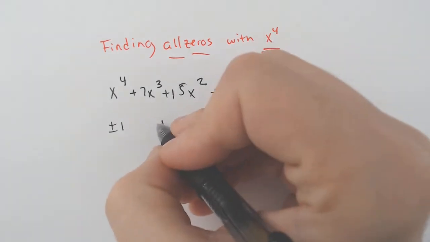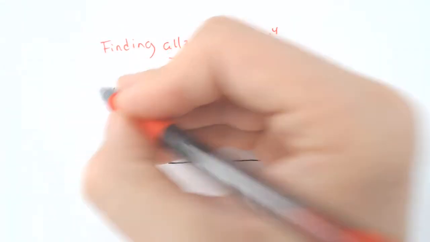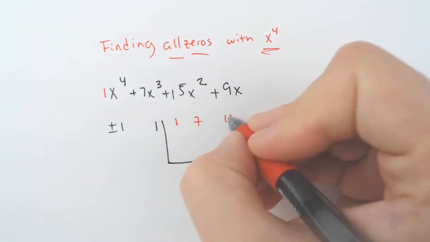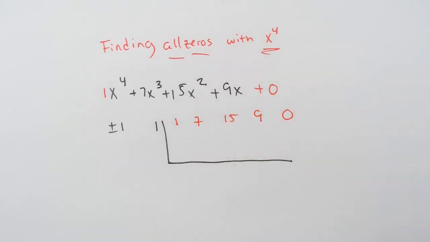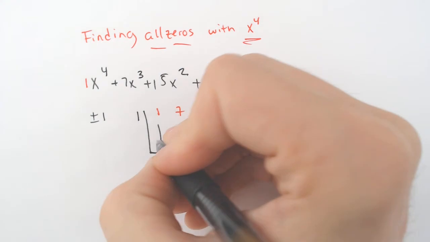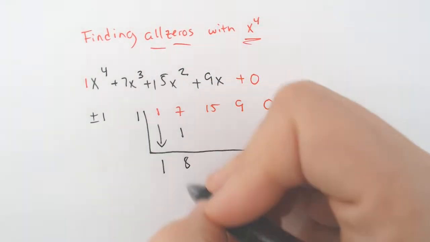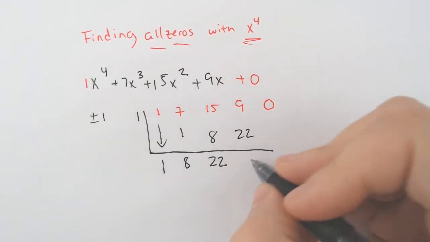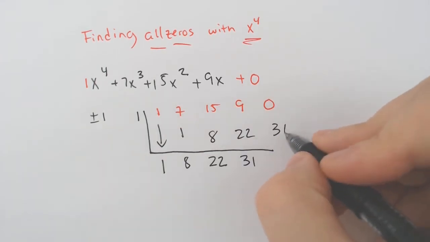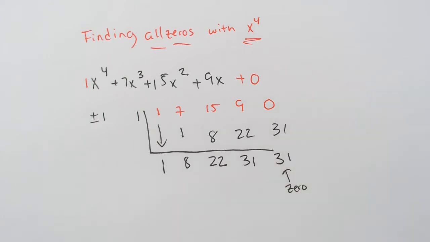Okay, so if we put in a 1 here, and then we have our 1 for the 1x to the fourth, then a 7, then a 15, then a 9. Do not forget the last term is technically 0. Bring down your first number, 1. Multiply, you get 1. Add, you get 8. Multiply, you get 8. Add, you get 22. Multiply, you get 22, add, you get 31, and then you're upset because this is not 0. If it's not 0, you did not find a 0.